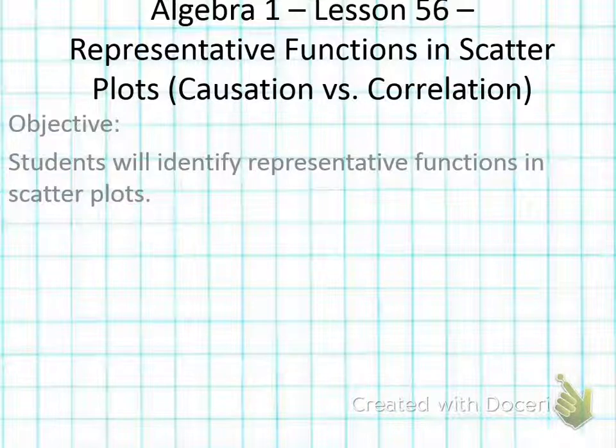Do you guys think there's a correlationship between hours of studying and your GPA? Yeah, don't you think that the more you study, the higher your grades are, right? And we could prove that with a scatter plot.